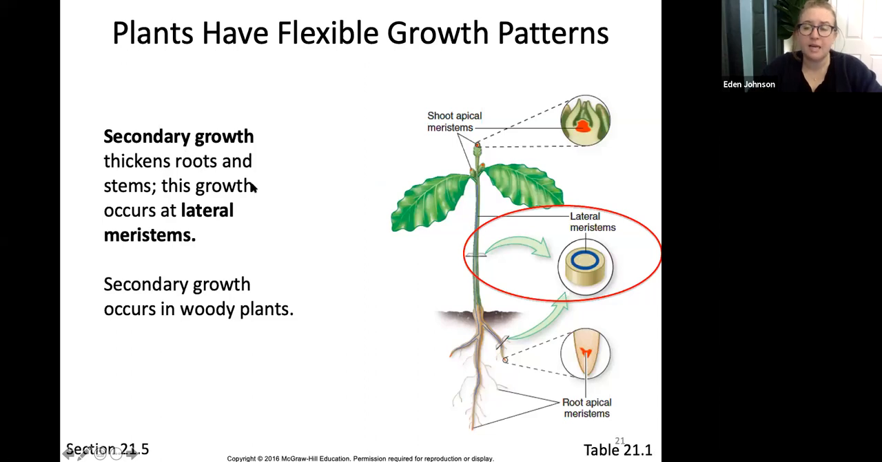Secondary growth is going to thicken this stem. So over the years, over the season, whatever it is, it's just going to get bigger and bigger and bigger. So that's from these lateral meristems. That secondary growth is going to occur in woody plants. And that's how you see those rings on the trees, which we're actually going to talk about right here.